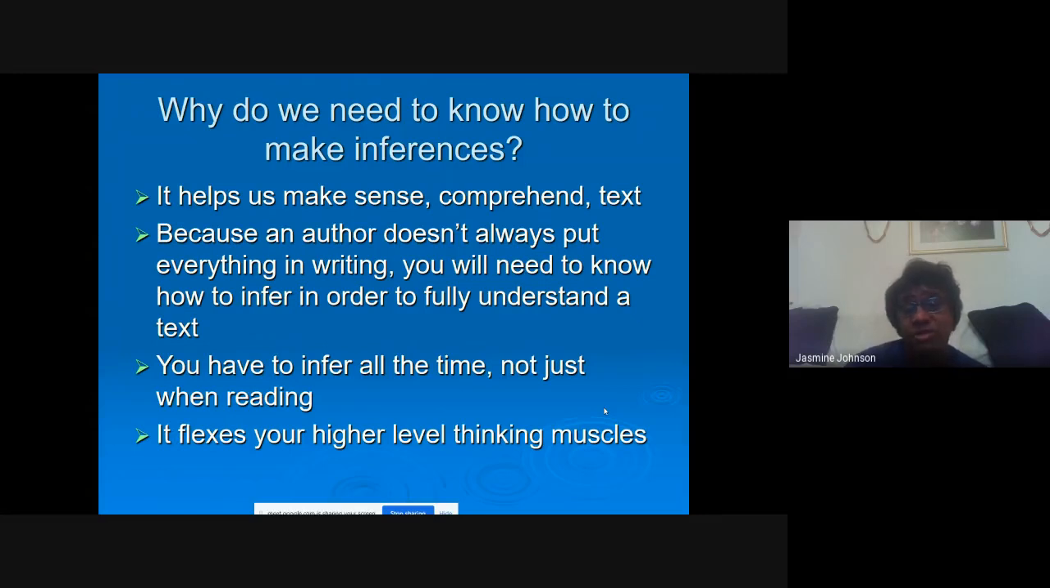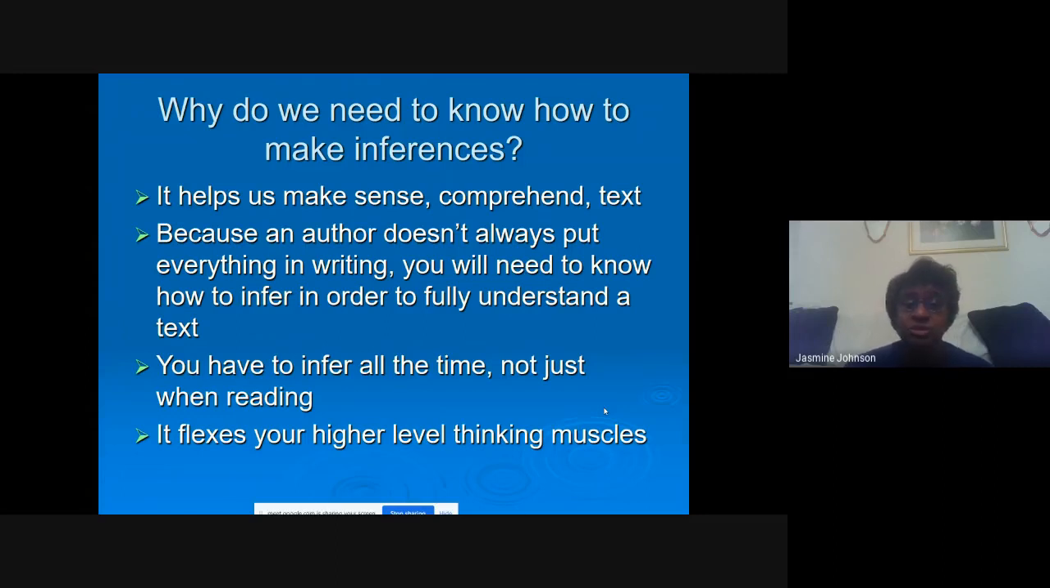You have to infer all the time, not just while reading, because you do it throughout your daily life. You're going to the store with your mom and you ask her to get your favorite snack, and she tells you why she will or why she won't. You're making an inference about what's going on. You infer people's moods. You infer whether your teacher, your parents, your neighbor, or your friend are upset with you. So you make inferences all the time, not just when you're reading.